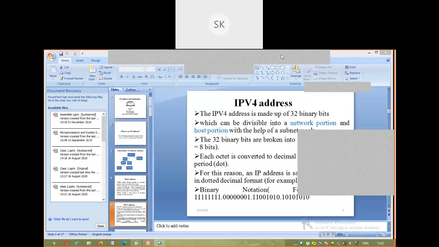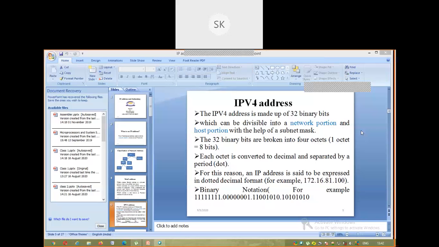Okay, hope most of you understood. Okay, next line. Each octet, that means 8 bits, is converted. So we were talking about binary bits, that means there are 8 bits. If we combine these 8 bits, it becomes one octet.